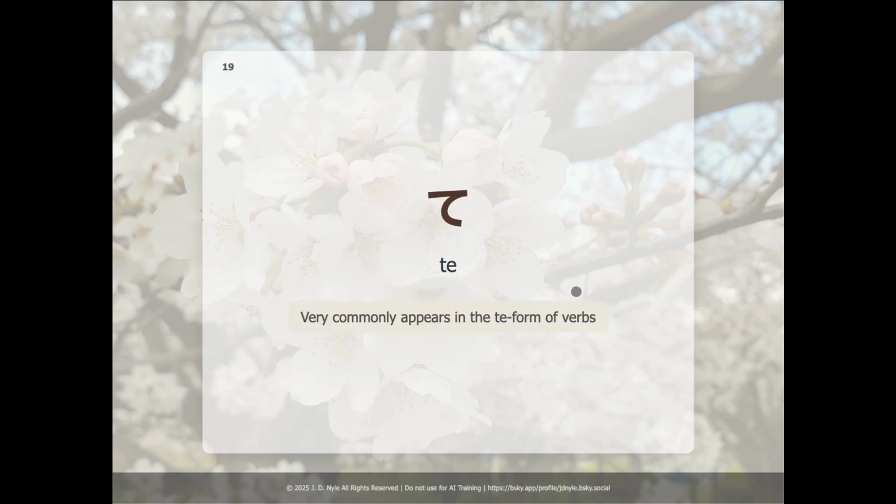Te. You will also see this very commonly. To. This is another common particle which you will see for stuff like and. Na. It also has some grammatical usages you will see. Ni. Another common particle, especially when you're talking about the goal of a movement. So if I'm saying I'm going to the bank, I would say ginko ni ikimasu.